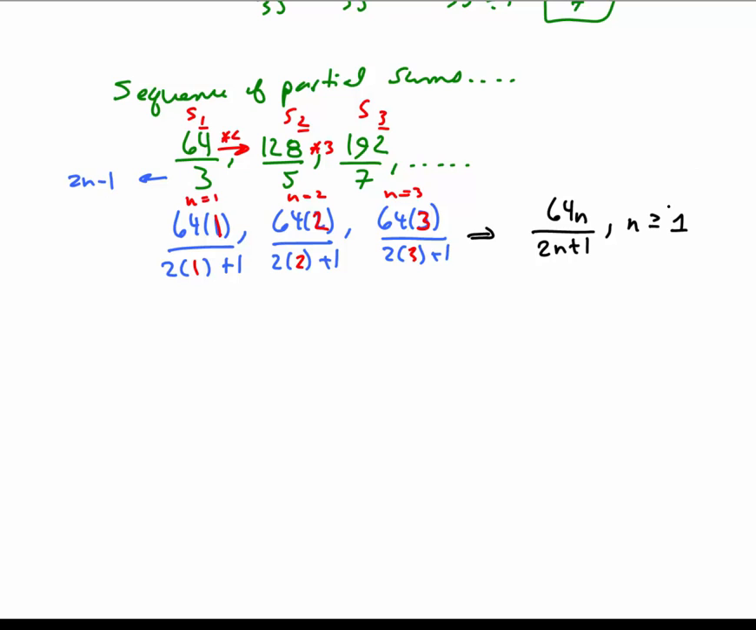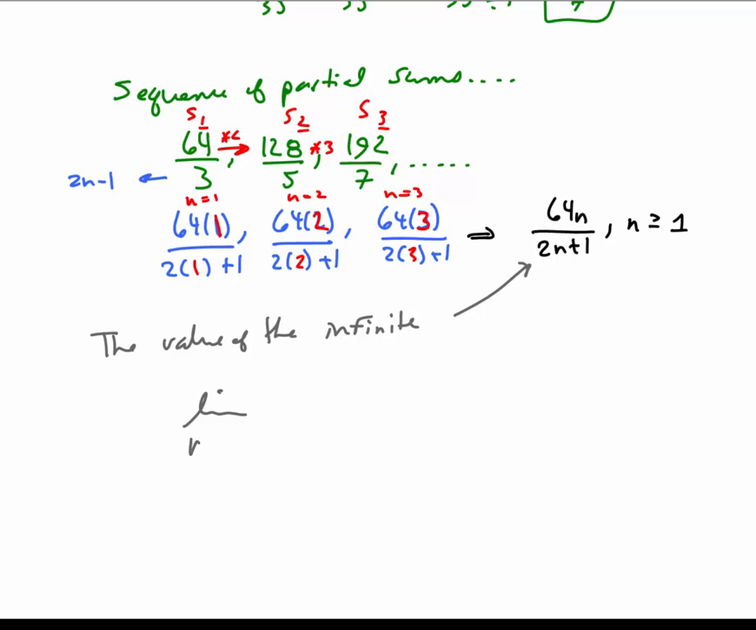Now if I wanted to find the value of the infinite series, what I would do is look at my function that I just wrote here, and I would say, okay, what's happening as n goes toward infinity?